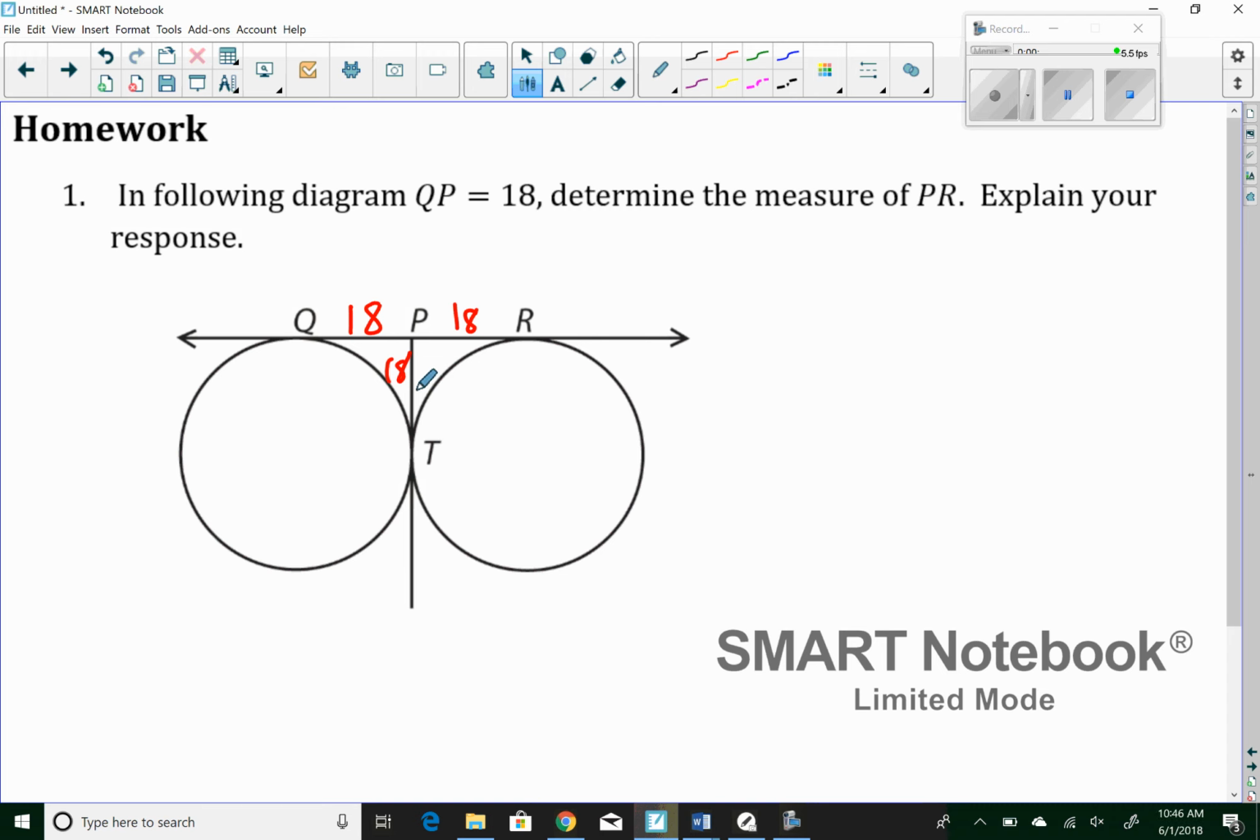So to explain your response here for what the length of PR is, you can say PR is 18 because PR and PT are both tangent to the same point, and PT and QP are both tangent to the same point. Therefore, they're all the same.